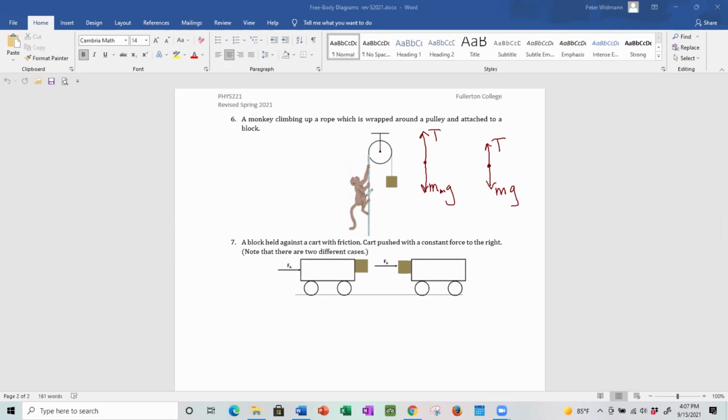Now, I don't know the equation of constraint because I don't have any information. Is the block still? Is the monkey accelerating? You have to be given that as part of the problem in order to figure out the equation of constraint. But notice that I have two equations here, and I'm going to have three unknowns. My unknowns are going to be T, the acceleration of the monkey, and the acceleration of the block. So I'm going to have to be given more information in order to solve this problem.